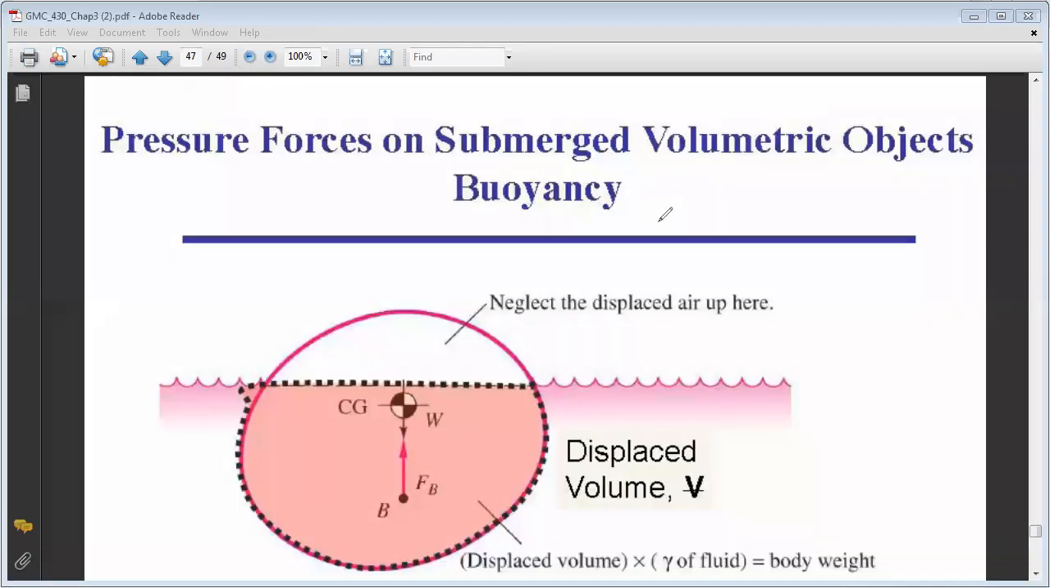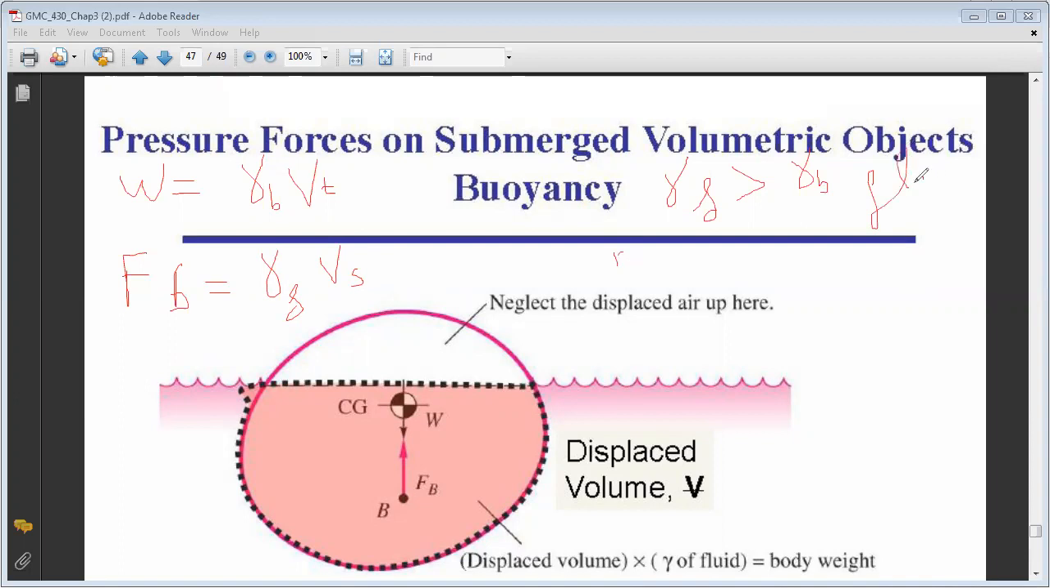So we were saying that in the first case, if we have gamma fluid larger than gamma body, to reach equilibrium state, we should have floating conditions. Okay? Now, going back to our expression, the weight is gamma of the body times the total volume, V total. And the buoyancy force, F buoyancy, is equal to gamma of the fluid times V submerged. Okay? So for this condition, we have floating.